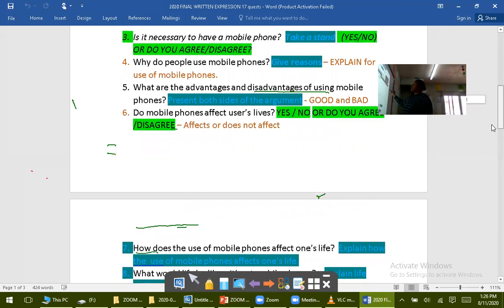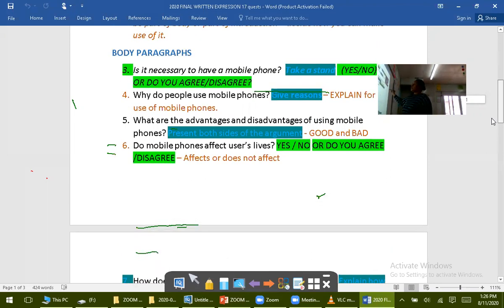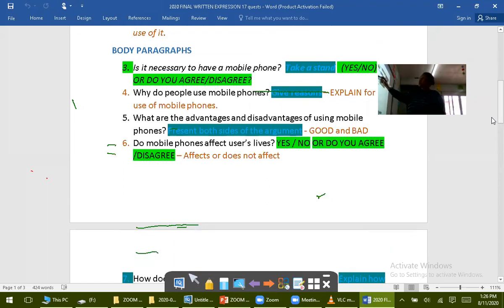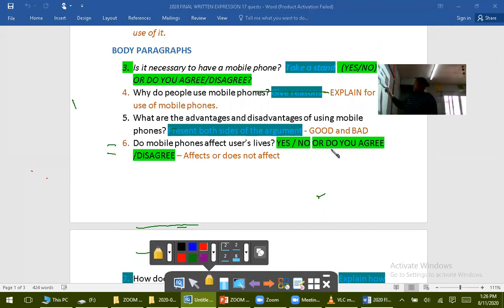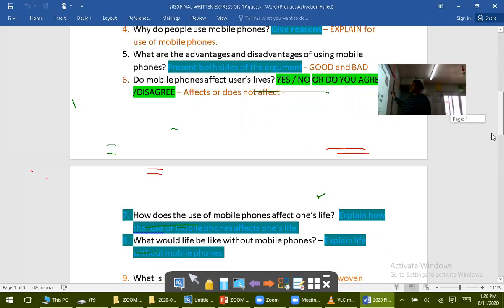Where are we? The good and the bad. Question 6. Question 5. All right? Question 6 says, do mobile phones affect users' lives? And so this is a yes or no kind of question. Or do you agree that mobile phones affect people? All right? Let's go to the next one.